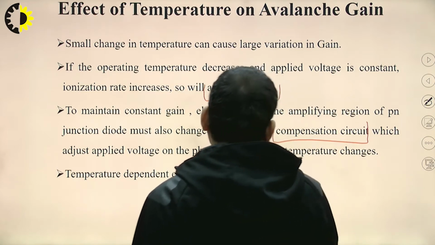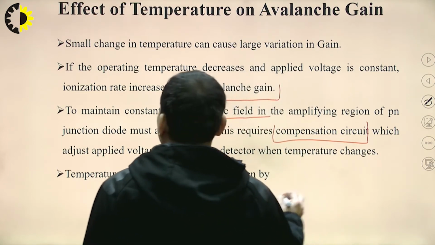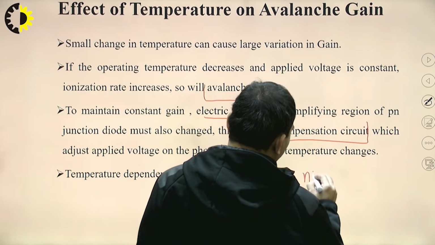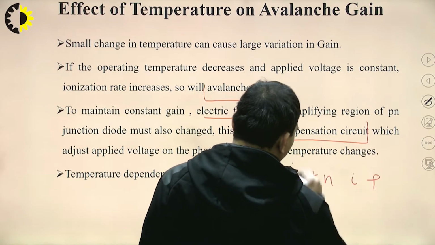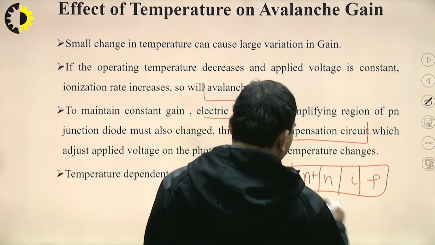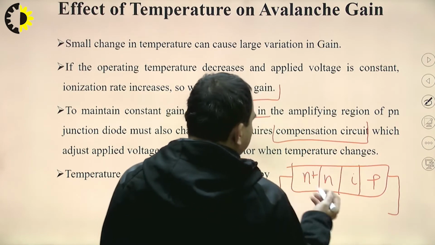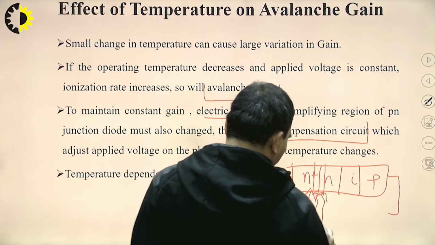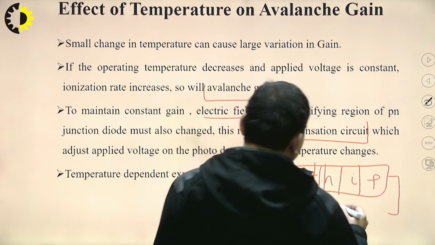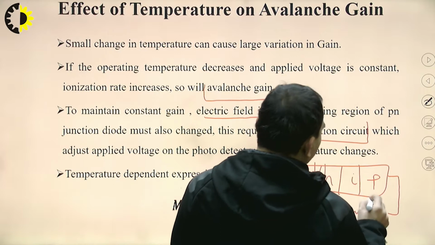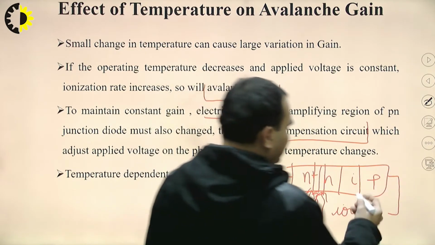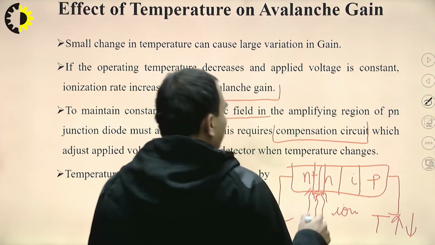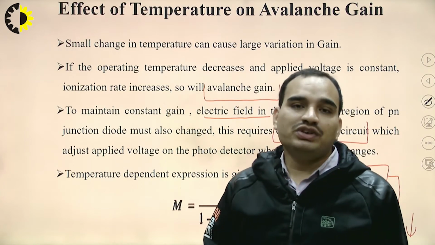So if there is a change in temperature, let's take the first one, that is the avalanche gain, where we have the 4 layers N plus N I P. If you have the 4-layer structure of the avalanche diode, then we can see that the photons striking on the junction that is formed increase the ionization, and the ionization depends on the temperature. So if there is a change in temperature, either an increase or a decrease, the ionization changes as the breakdown of the covalent bonds.